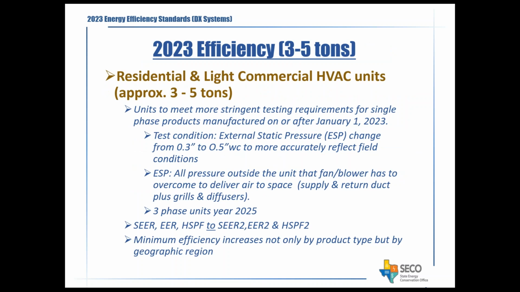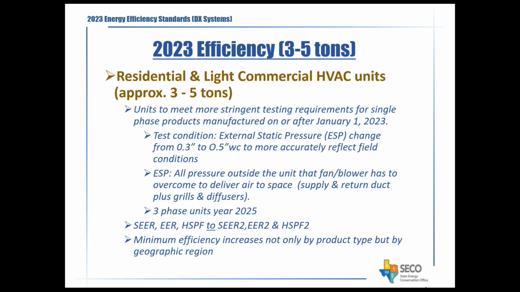So the 2023 efficiency changes are primarily for smaller units, less than 5 tons. Typically we'll see them in the 2.5, 3-ton range, but anything less than 5 ton is the residential and light commercial units that have been very greatly impacted, and I'll explain all that shortly. Units must meet more stringent testing requirements for single-phase products manufactured on or after January 1st, 2023.